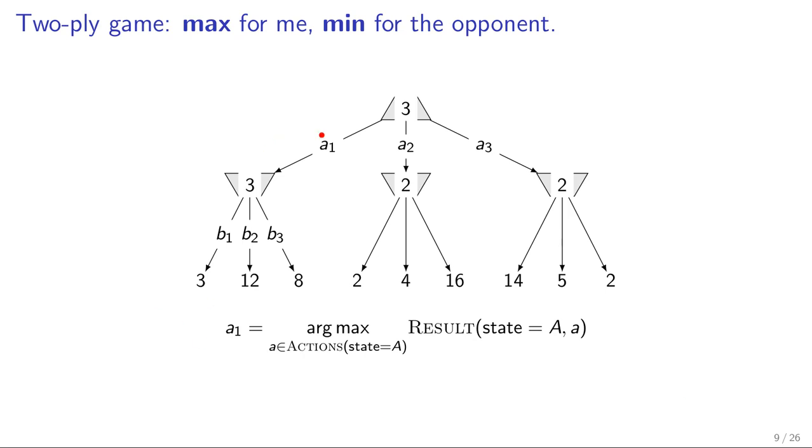I'm going to choose the action as the max player. I'm going to choose the A1 action. And this is how you can formally write it: it's the argmax of the result of state A, which was here, over all the actions I can take, which are A1, A2, A3. Those are the actions I can take. And I want to take the action that gives me the maximum result as I dive deeper into the tree. And in this case, that's going to be the action A1.